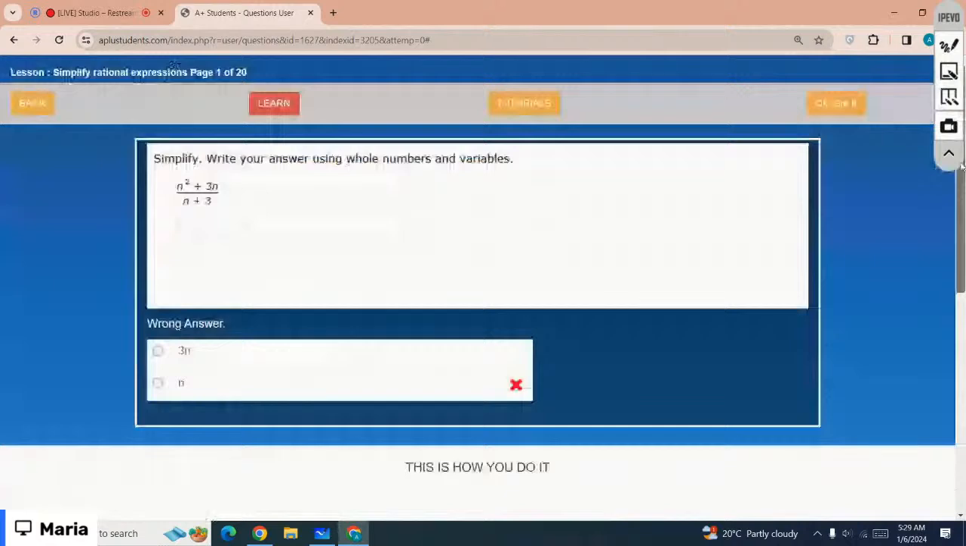So I selected the n. What's wrong? I selected the second option.